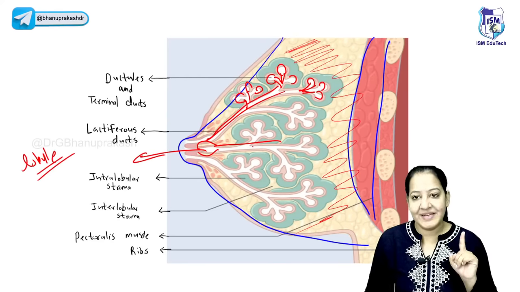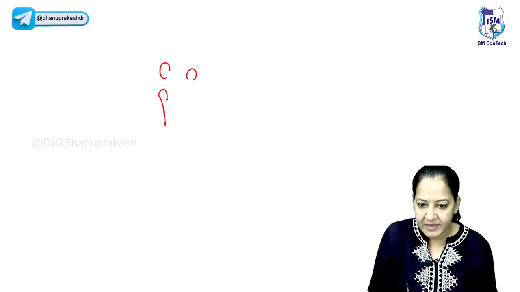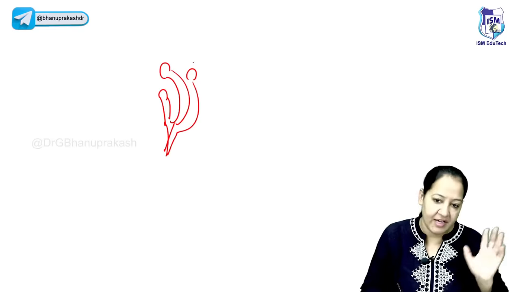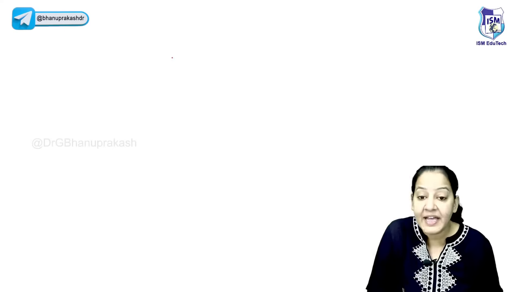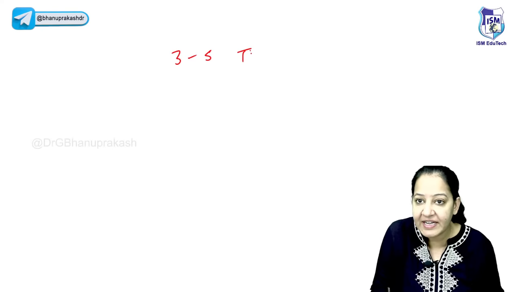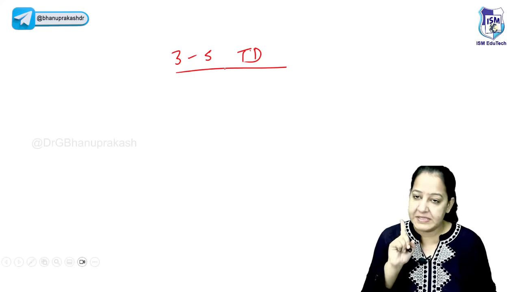Now, as I told you, there is the TDLU. These are the ductules. Let me draw a few ductules. They all open in the TDLU. This is one TDLU containing multiple ductules. So if I take 3 to 5 TDLU, terminal ducts, all the appendages arising from that constitute one lobule.